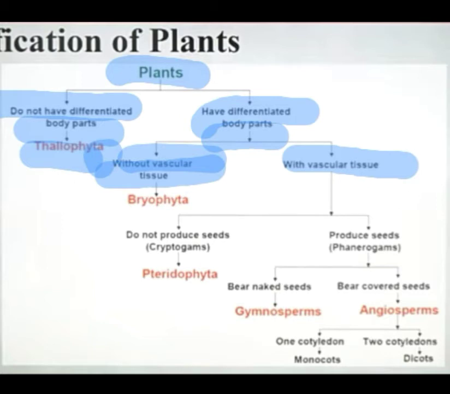The third criteria, do not produce seeds, produce seeds. The plants which do not produce seeds are known as Pteridophyta, and those who produce seeds are again divided into two, which produce naked seeds and covered seeds. The plants which bear naked seeds are known as gymnosperms, and the plants which bear covered seeds are known as angiosperms. So angiosperms are also divided into two: one cotyledon and two cotyledons. One cotyledon is known as monocots and two is known as dicots.